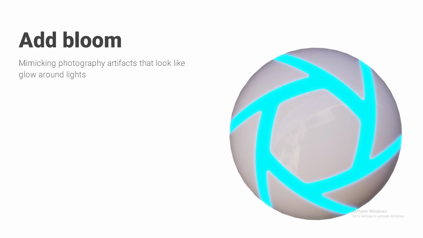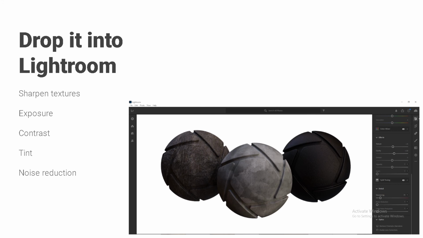Basically you should be using this when rendering any object with any sort of lights. This is imitating the artifacts from cameras that happen when it picks up direct light from any sort of light source, giving this light a halo-like effect or a glow. And lastly, when all that is done, render as a PSD and drop it into Adobe Lightroom.